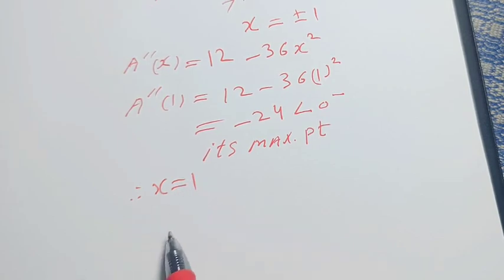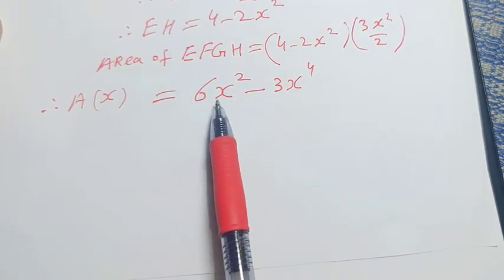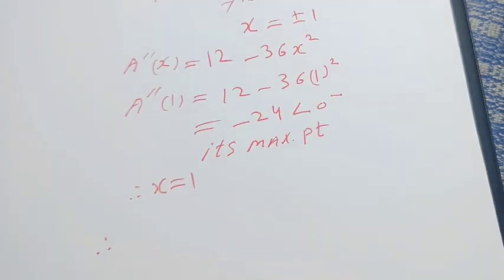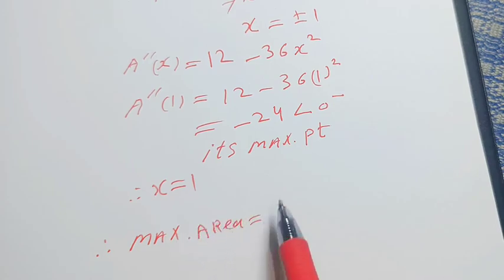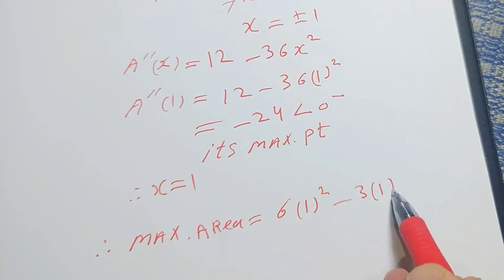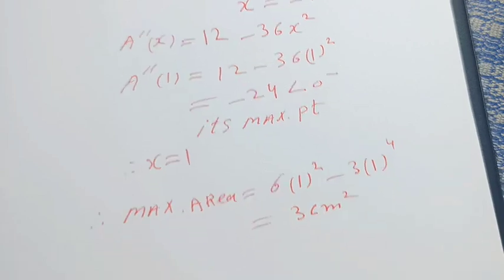I'm going to substitute into the original function to get the actual maximum area. In this I'm going to substitute x equal to 1. So therefore the maximum area is going to be equal to 6 times 1 power 2 minus 3 times 1 power 4, and I substitute, use the calculator, so the answer is going to be 3 centimeters squared. So this is my final answer.